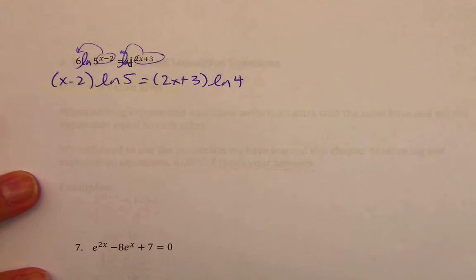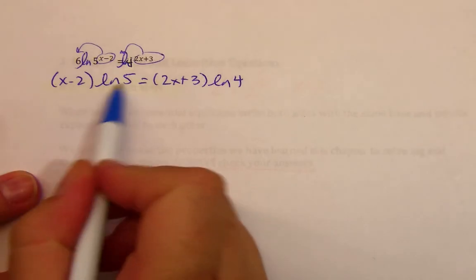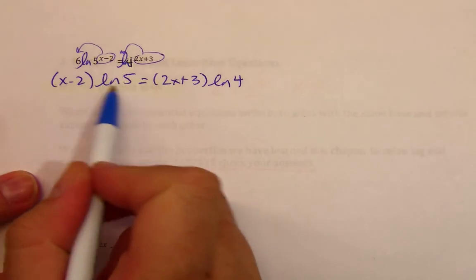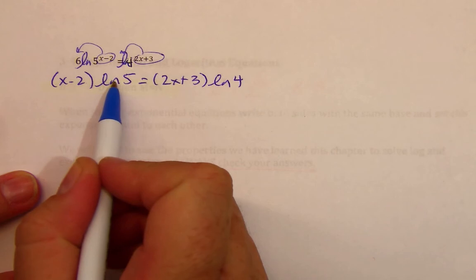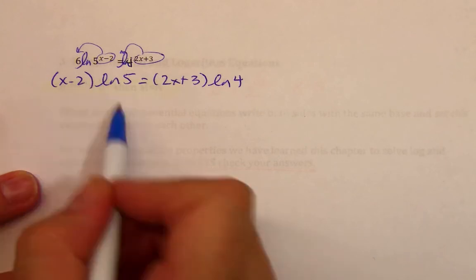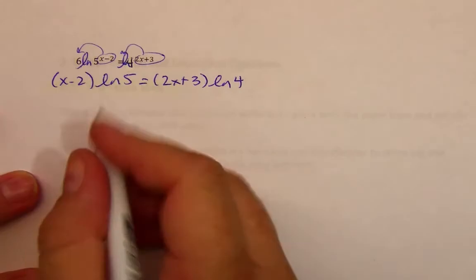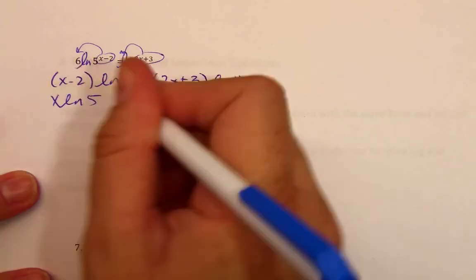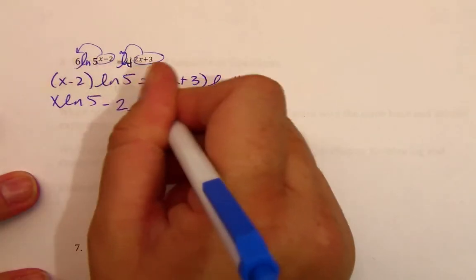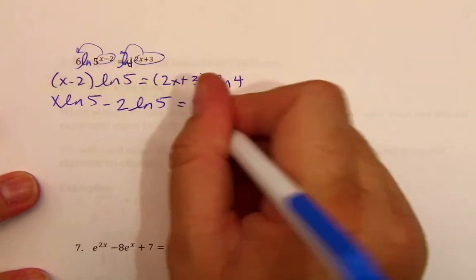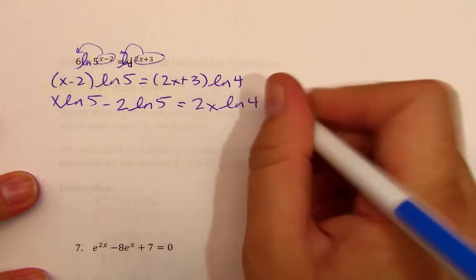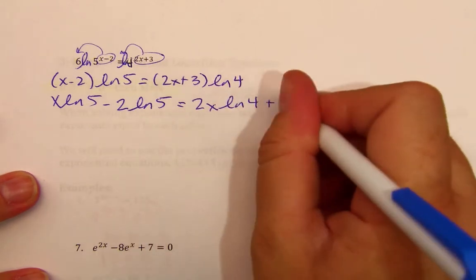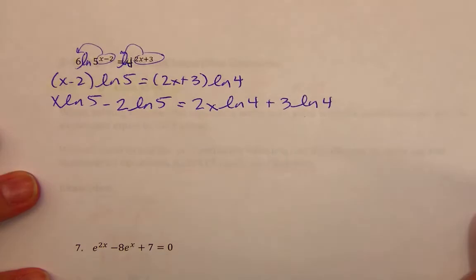And it's really important that we use parentheses here, because this ln 5, or natural log 5, really just represents a number. So that needs to be distributed into what's in the parentheses here. So distributing, I have x natural log 5 minus 2 natural log 5 equals 2x natural log 4 and 3 natural log 4.